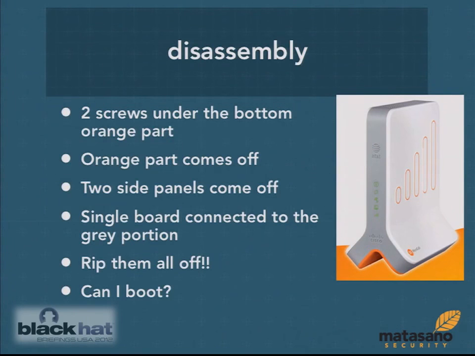This is what the device looks like. There are 2 screws on the bottom on the orange panel at the bottom, underneath a piece of tape. You unscrew those, the 2 white, and that orange panel can come off. Then on the sides, there's 2 white panels that can come off as well. And then finally, the board is actually connected to the gray part in the middle. So my idea was to unscrew it and just start pulling everything apart and seeing what would happen.